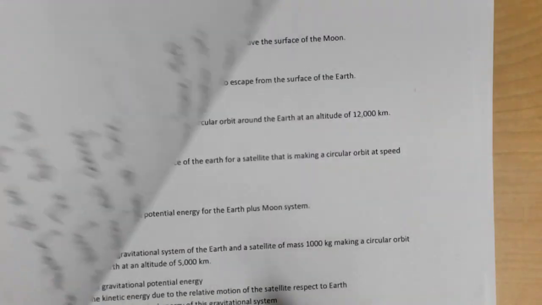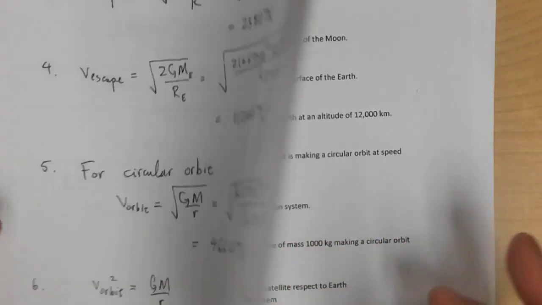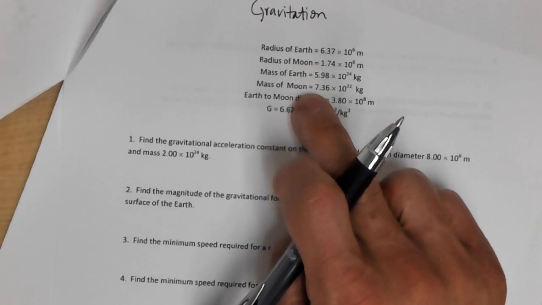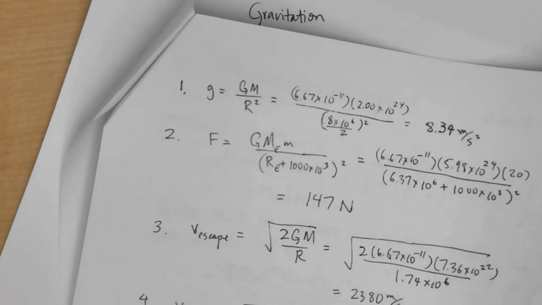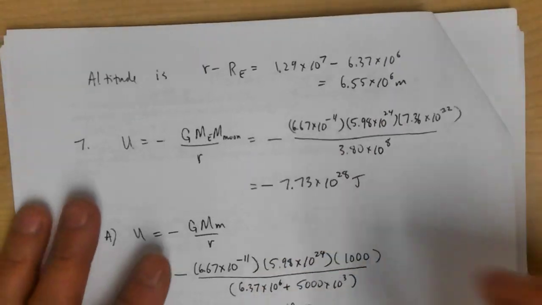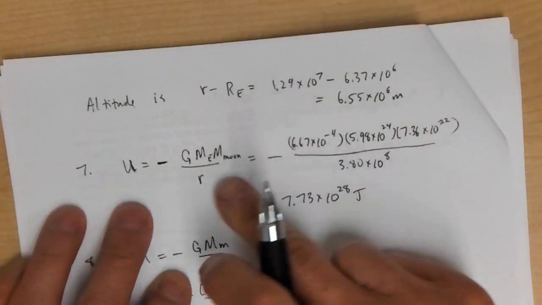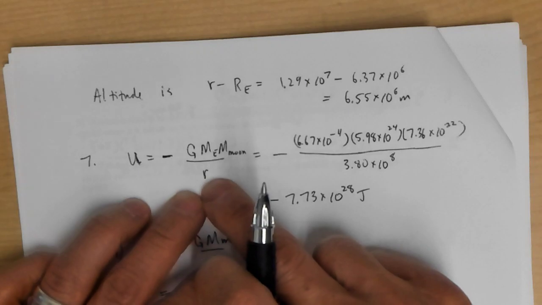Let's now go on to problem number 7. The gravitational potential energy for the Earth plus Moon system. These values are all given here, with the mass of the Earth and the mass of the Moon. We want the potential energy. The formula is U equals minus G times the mass of the Earth times the mass of the Moon, divided by the distance between them, R.